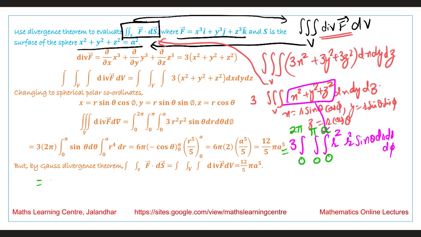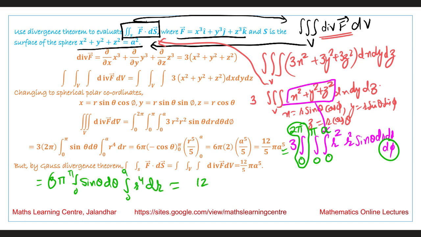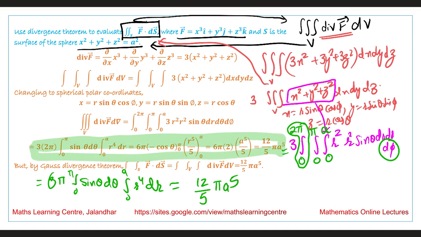On solving this, we will obtain 6 pi corresponding to the integral with respect to phi, which gives 2 pi. We will get 6 pi. Then it is the integration from 0 to pi of sin theta d theta, then the integration from 0 to a of r to the power 4 dr, and on solving this the answer we obtain is 12 by 5 pi a raised to the power 5. These calculations are shown over here. So the value of this integral, f dot ds over the surface S, is 12 pi a raised to the power 5 divided by 5.